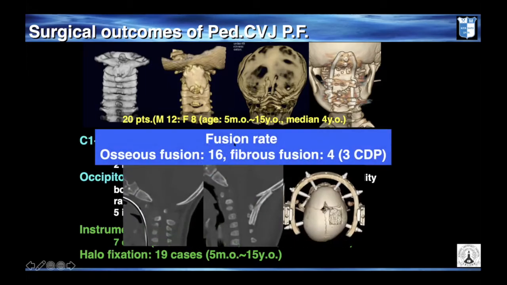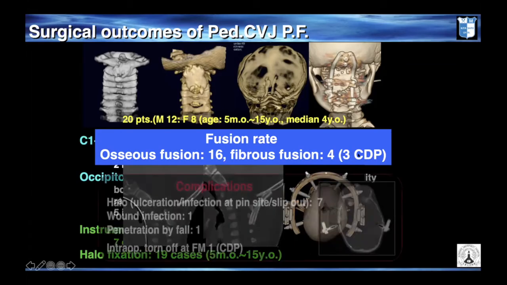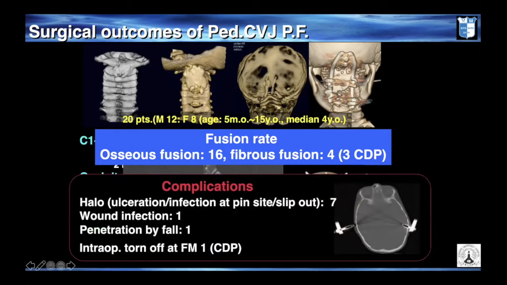The fusion rate is osseous fusion 16 and fibrous fusion 4. Among the four fibrous fusions, there was severe chondrodysplasia punctata. Complications were mostly skin ulceration, infection at the pin site or slip in 7, and wound infection or penetration in 4, like this. This baby is tough, you know. You have to take this out and fix again.